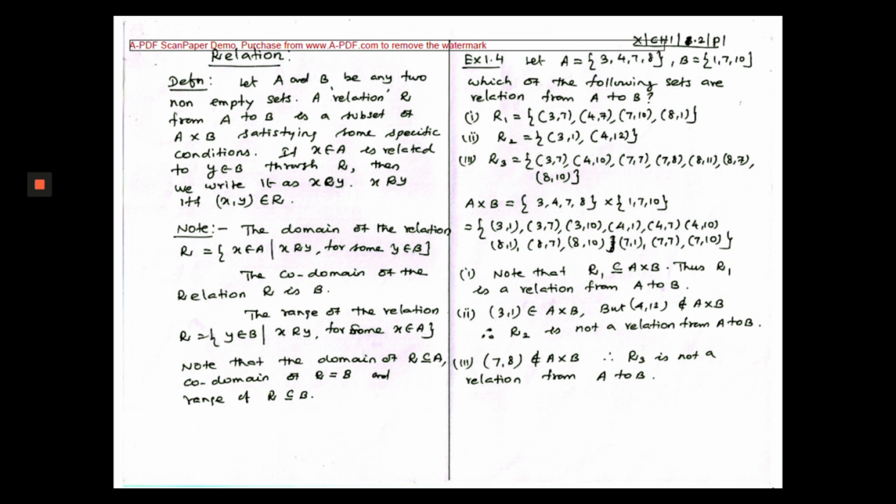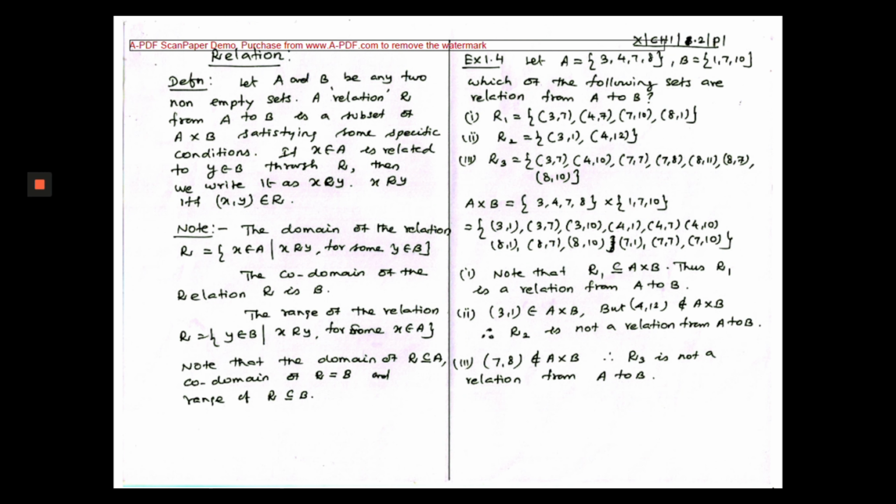Note that the domain of R is a subset of A. Codomain of R is equal to B. The range of R is a subset of B. So the relation is a subset of A and subset of B. The codomain of R is equal to B.